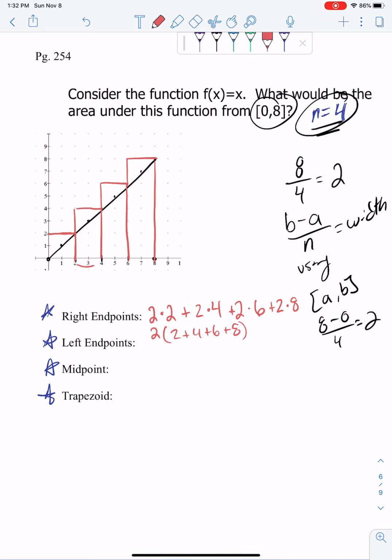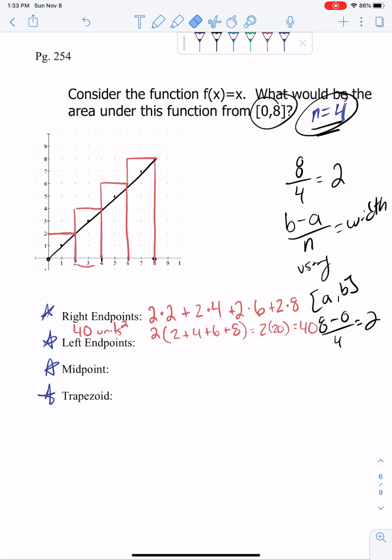So rather than do all that math, if all the widths are the same, I'm just going to add together the heights. So 2 plus 4 is 6, plus 6 is 12, plus 8 is 20. So this just becomes 2 times 20, which is just 40. So my right endpoint Riemann sum is going to be 40 units squared. I'm okay with that. That sounds about right.